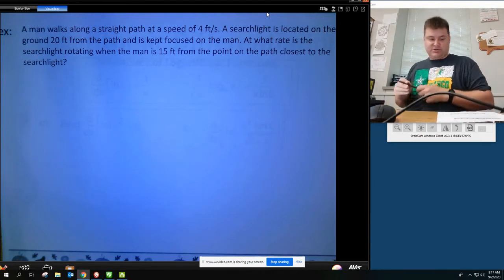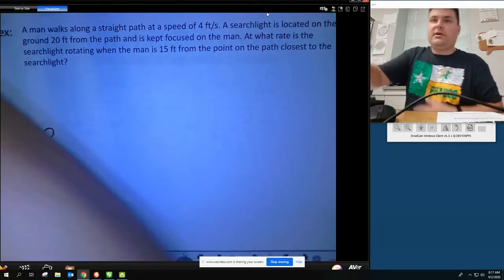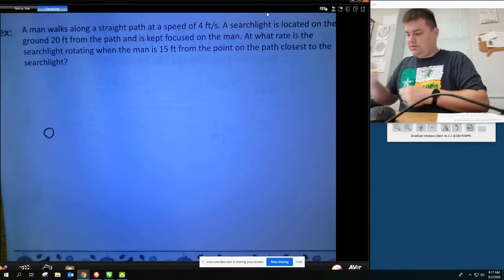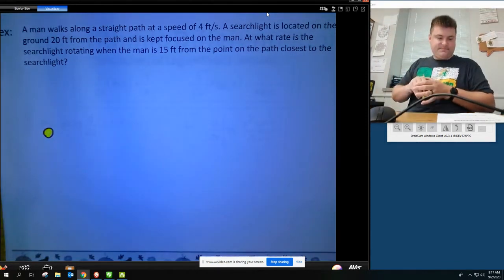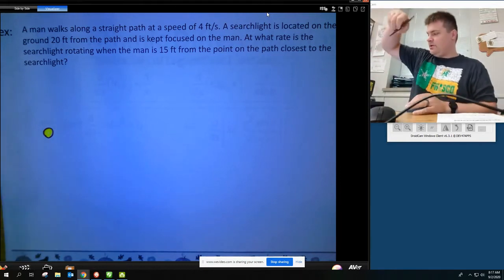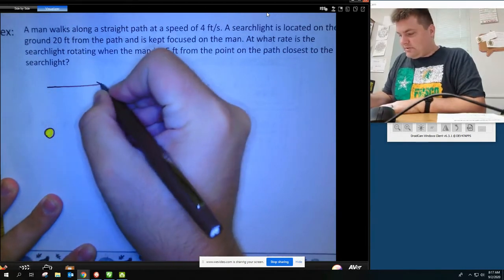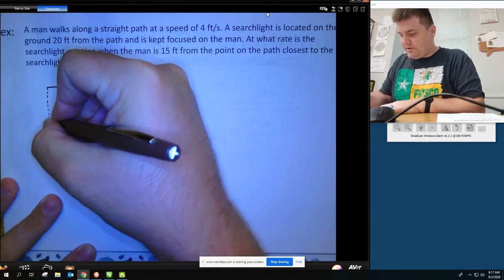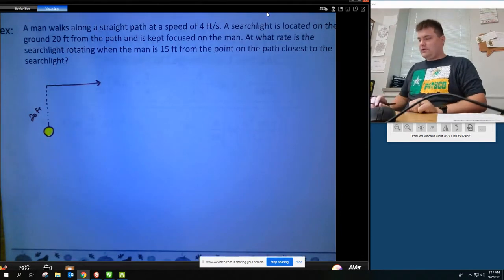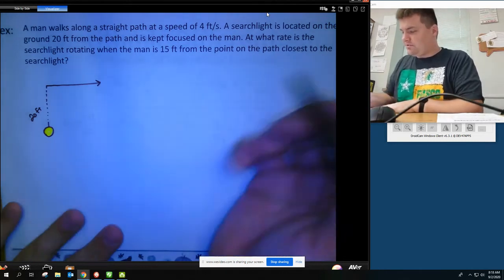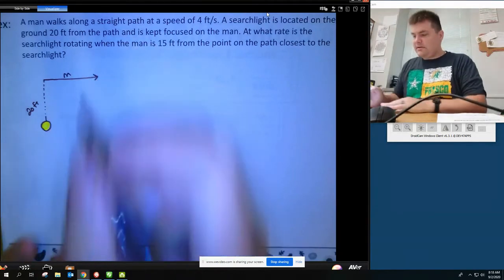So we're going to draw this picture. We have a searchlight right here. I'll color it yellow. This thing's on the ground and it's following this man. So here he is, he's walking like this. We have a distance right here from the searchlight, and this distance is 20 feet. And then this man is traveling at 4 feet per second. I'll put an M here for the man.